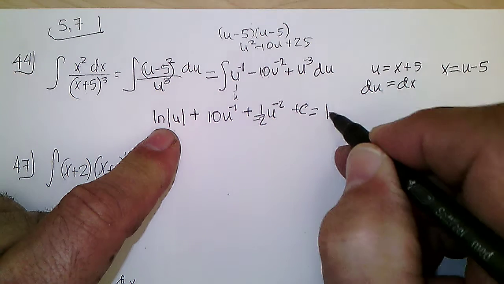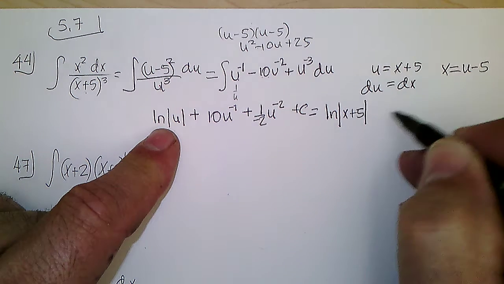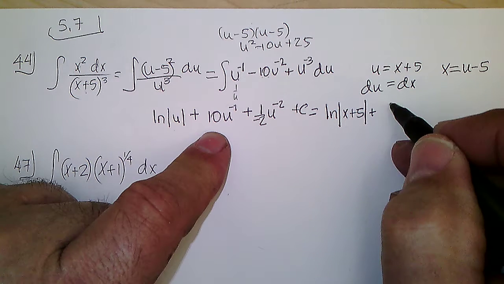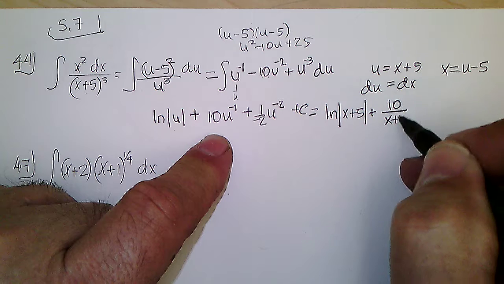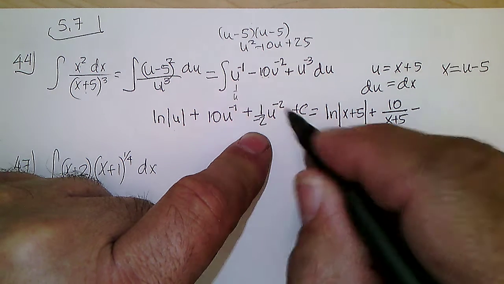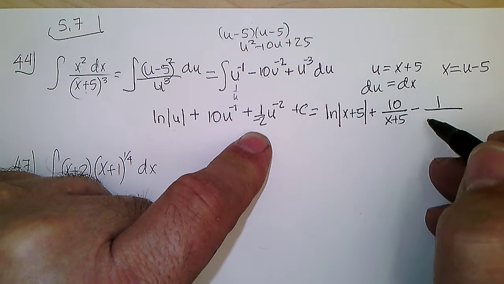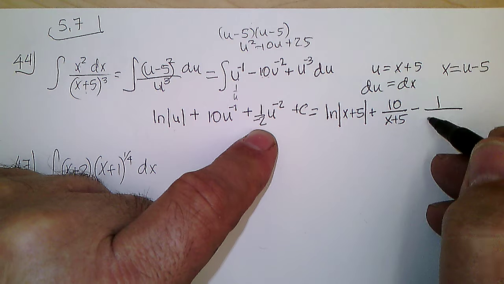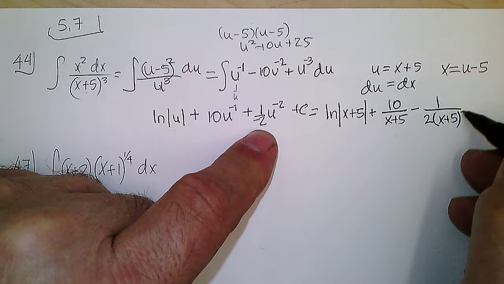going to have ln of the absolute value of x plus 5 plus 10 to the minus 1 puts u in the bottom, x plus 5, and minus, and this is going to go squared in the denominator, so minus 1 over 2 times x plus 5 squared.